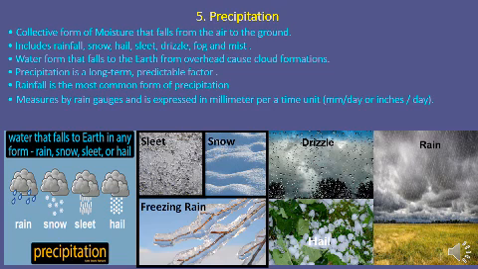Fifth weather element is precipitation, which is the collective form of moisture that falls from the air to the ground, and it includes rainfall, snow, hail, sleet, drizzle, fog and mist. And water that falls to the earth from overhead causes cloud formations. Precipitation is a long term and predictable factor, and rainfall is the most common form of precipitation. Precipitation is measured by rain gauge and is expressed in millimeter per a time unit like millimeter per day or inches per day.